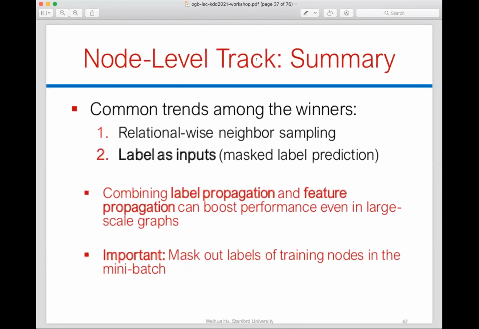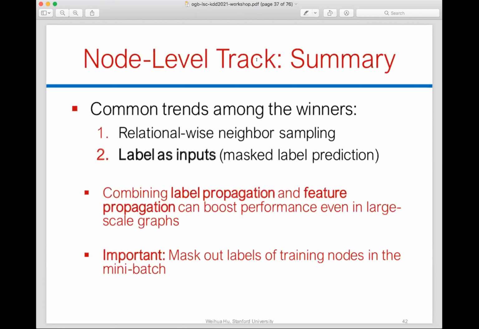The second trend we identified is the usage of labels as inputs, which is also called masked label prediction. And we also see this trend being applied to other node level OGB datasets as well. And what that means here is that we combine label propagation and feature propagation into a single model.